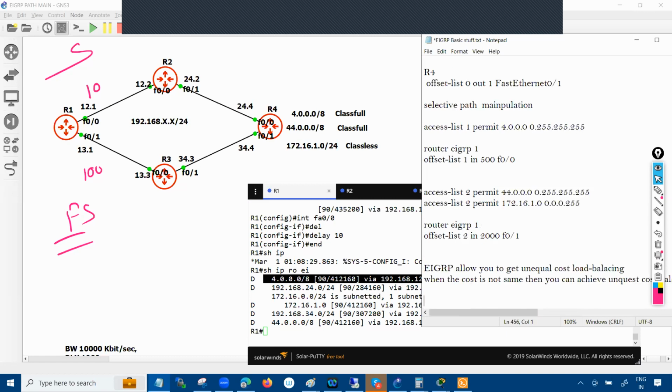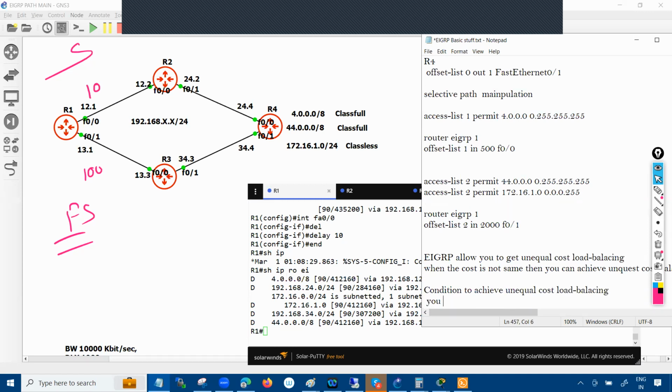Only one condition is there to get the unequal cost load balancing. The condition is what? You must have a feasible successor in the topology. If you don't have one, you cannot achieve it. Check it. Do we have a feasible successor right now?